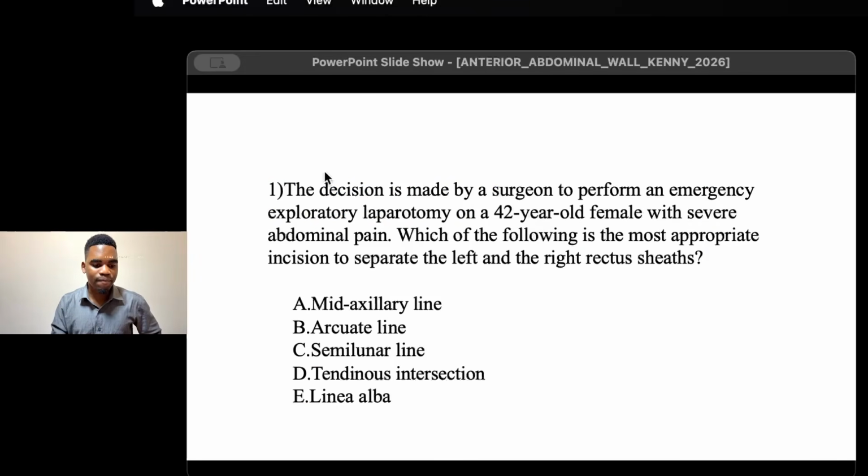So we have a question here. A decision is made by a surgeon to perform an emergency exploratory laparotomy on a 42-year-old male with severe abdominal pain. This is an emergency, severe abdominal pain. Which of the following is the most appropriate incision to separate the left and right rectus sheath? You can put your answer in the comments, but let's answer it. It's the linea alba. Why? Because number 1, it's an emergency. And forgetting about the emergency, it separates the left and right rectus sheath.